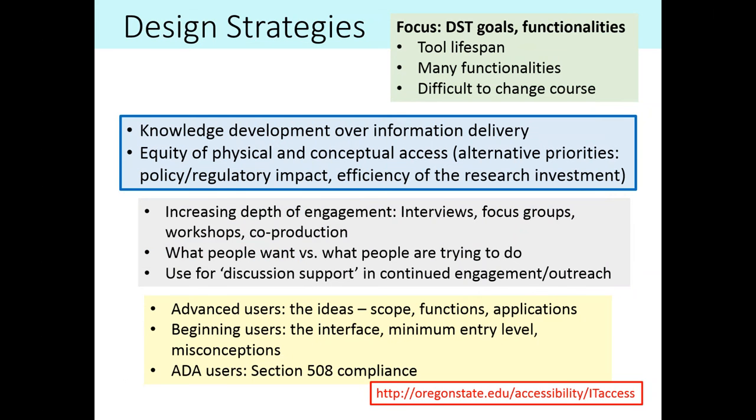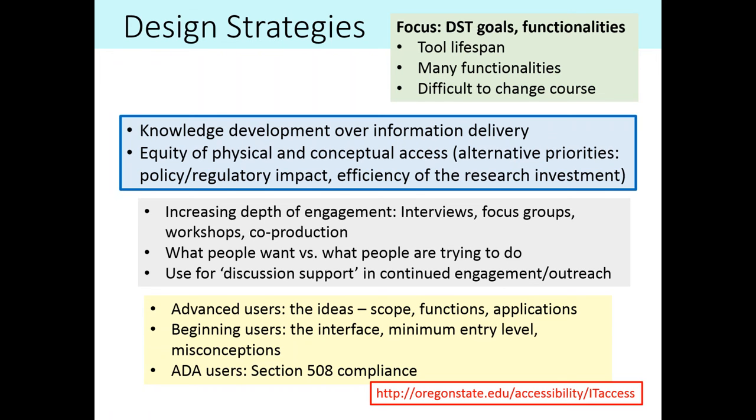So in thinking about a design strategy, what we're really focusing on are the goals and the functions of the tools. These are the kinds of things that have to be addressed over the whole lifespan of a tool and over the whole range of functionalities of the tool, what the tool does. These are the kinds of decisions that are difficult to change course on. It can be done, but it can take a lot of effort to rework and refactor a tool if you change your strategy. Now, the blue box here that's outlined holds the design priorities that we're addressing, and these strategies flow out of that.